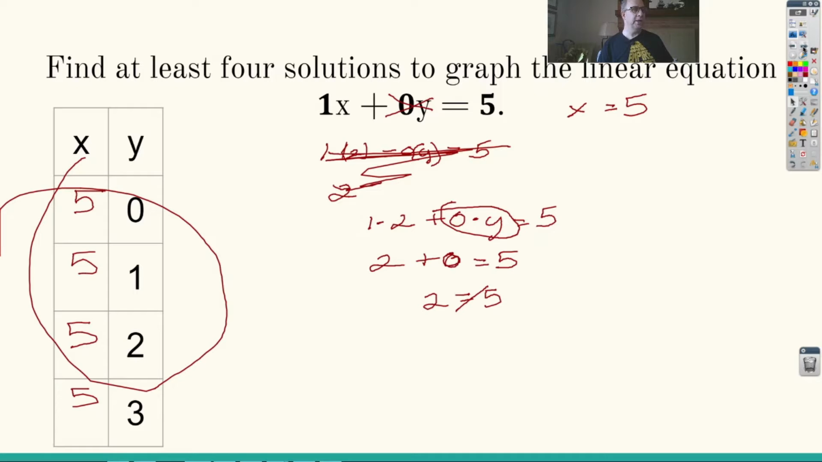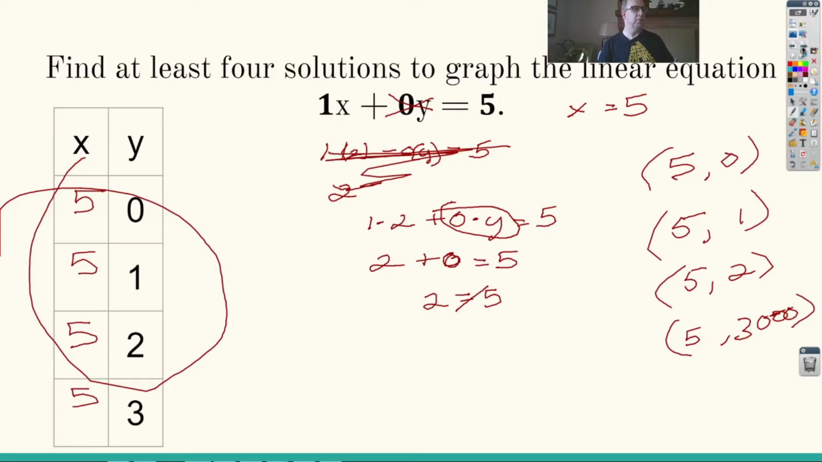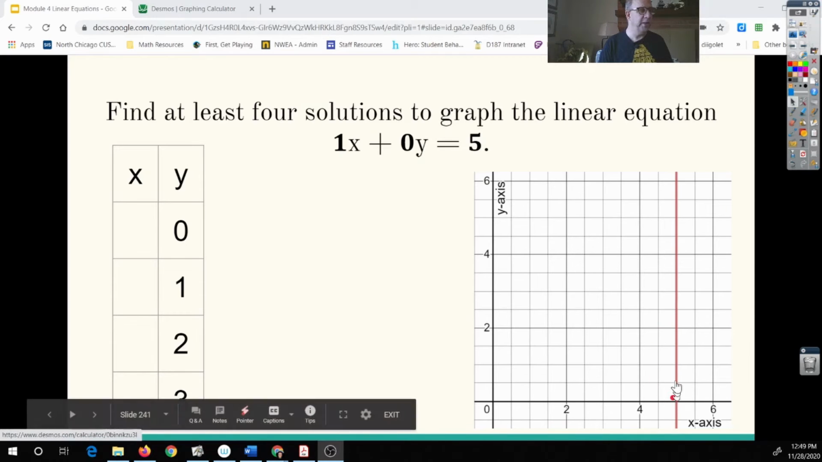So what does that look like for my equation? Now think of the ordered pairs we have here. If x is 5 and y is 0, x is 5, y could be 1. x is 5, y could be 2. Any number I put in for y, 3 million, and I still get 5 for x. So when I graph that, it looks like this. Any number I graph for y, x is always 5.